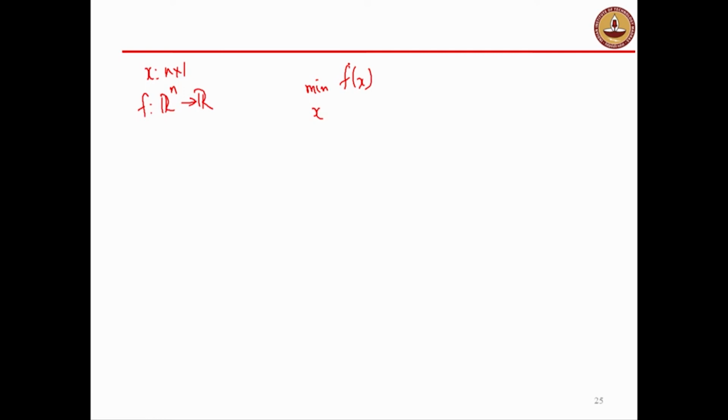I may be interested in finding the minimum of a function of several variables. We all of us know how to find minima of functions of one variable. So derivative equal to 0, and we check the second derivative, if it is positive, we know it is a minimum and so on. And then likewise for functions of several variables, I am interested in finding out what value of x gives me the least possible value of the function f.